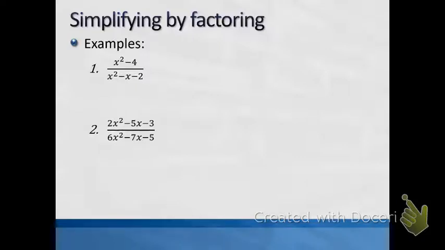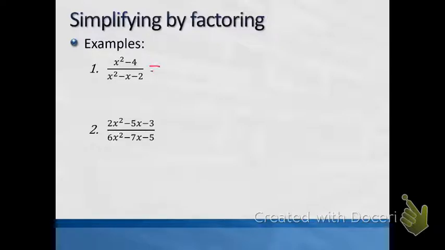Now we'll look at a few examples where we do actually need to simplify first by factoring. So for the first one here, we've got x squared minus 4 over x squared minus x minus 2. The first step is that we're going to factor the numerator and the denominator as much as we can.